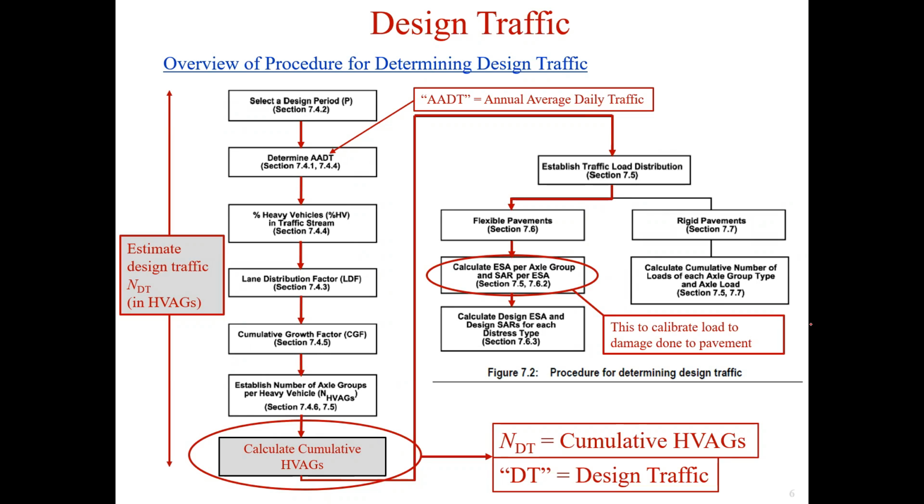We also need to know the percentage of heavy vehicles in traffic stream, the lane distribution factor, and cumulative growth factor. Then we are able to calculate the number of axle groups per heavy vehicle, an HVAG, and calculate the cumulative HVAGs in terms of design traffic, DT. According to these calculations and traffic load distribution, we are able to calculate design and allowable traffic loading to make a comparison and draw the conclusion.